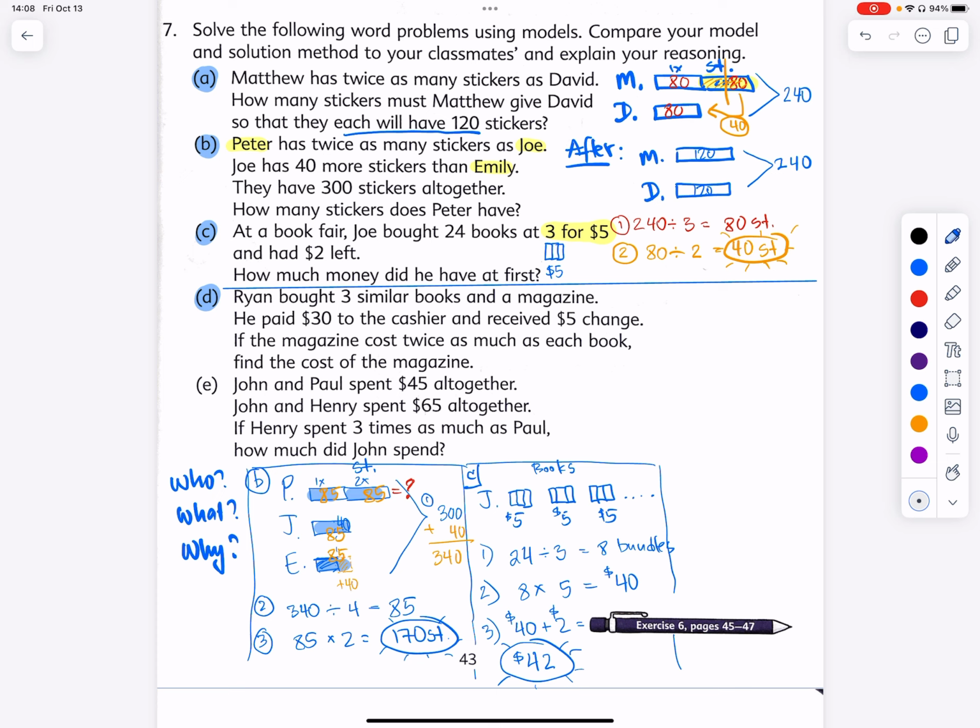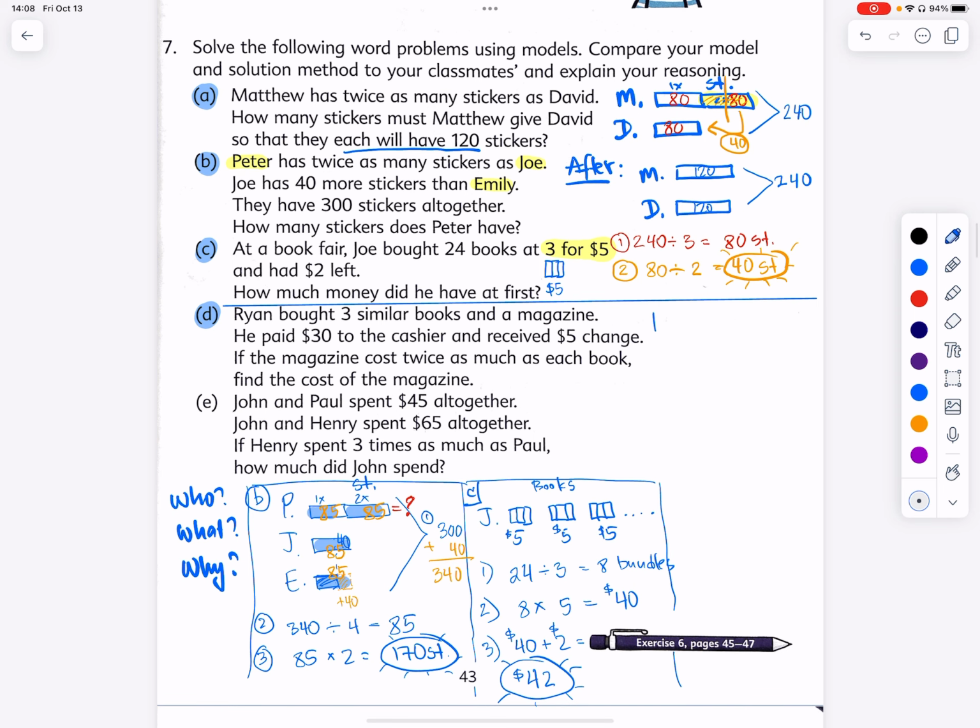Let's go through the 3 W's. Who, what, and why. Who is the problem talking about? R for Ryan. What is the problem talking about? Well, it's talking about B for books and M for magazines. B and M. And of course, money. What does the problem tell us about the books and magazines?